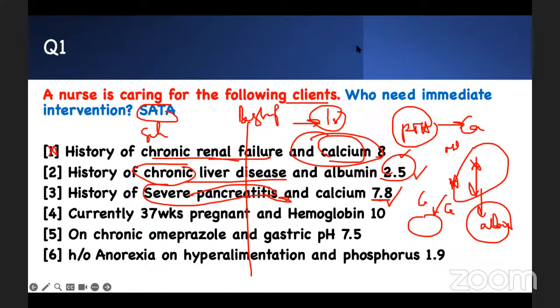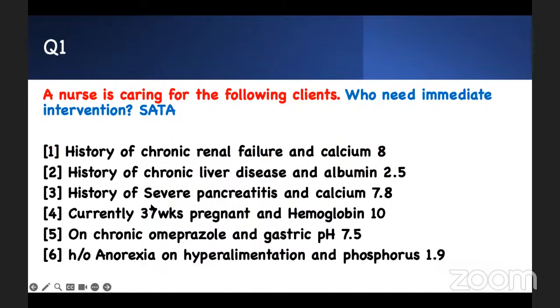You're 37 weeks pregnant. With all the increase in your blood volume, you have baseline anemia. That's okay. Don't worry about it. So this patient is okay.